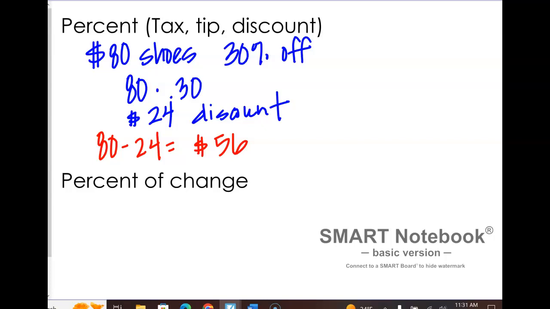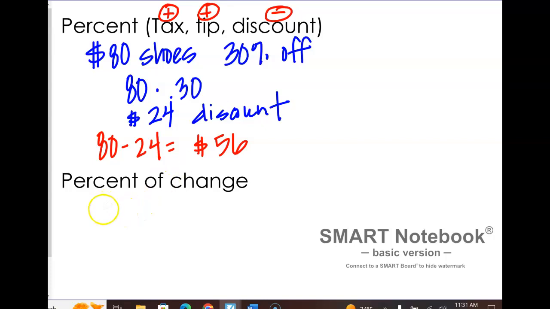Remember, when it's a discount, we subtract because that's taking money off the price. But when it's tax or tip, those things are added to the final price. So just don't get confused. Discounts always get subtracted, but tax and tip get added to your price. The other type of problem you might see is percent of change.